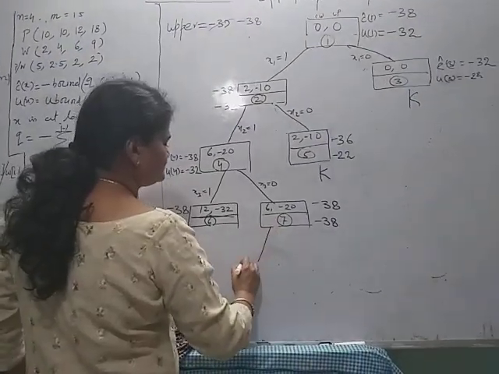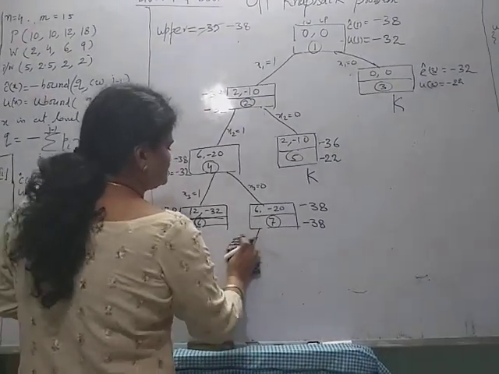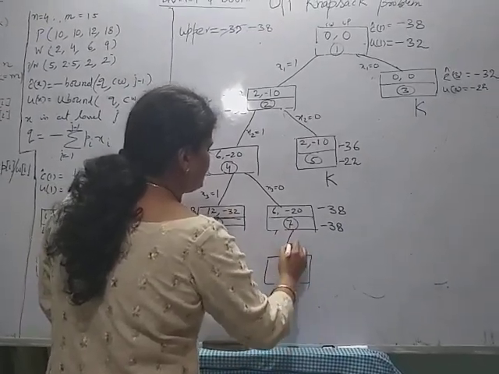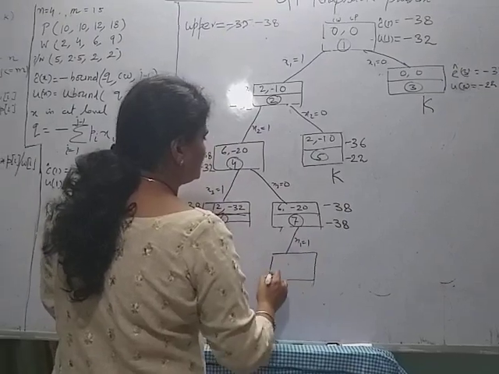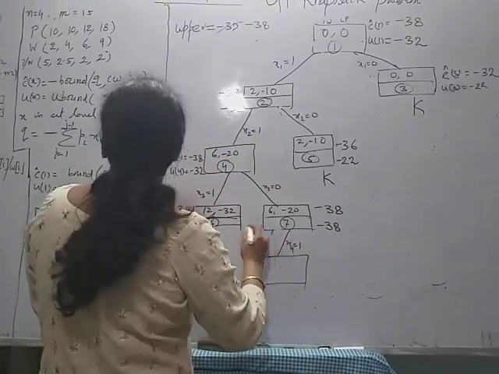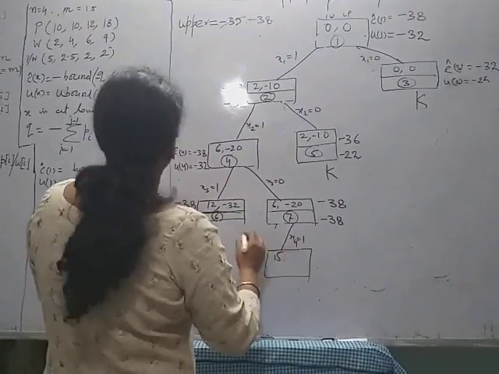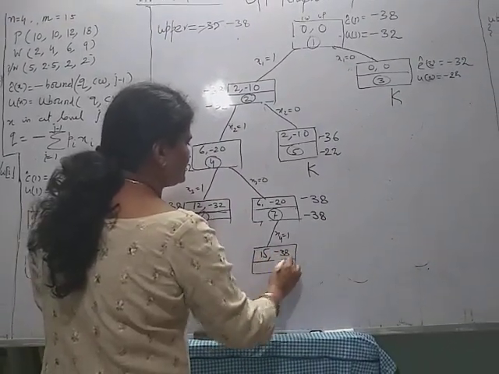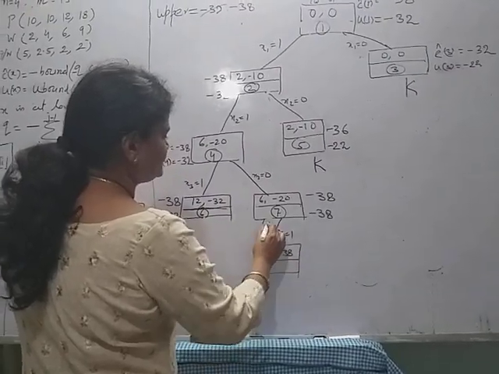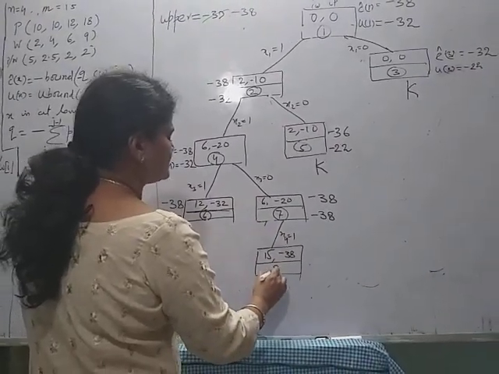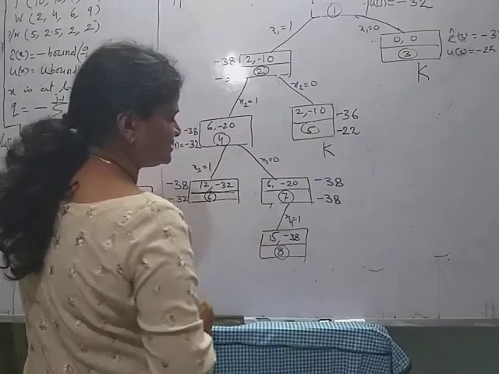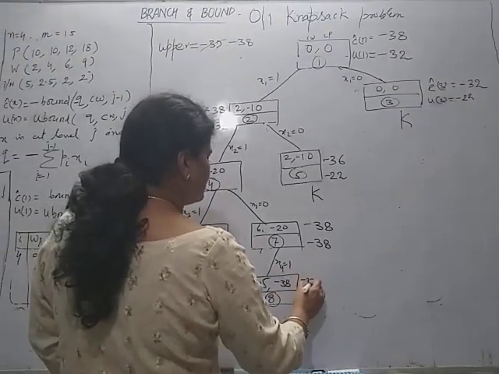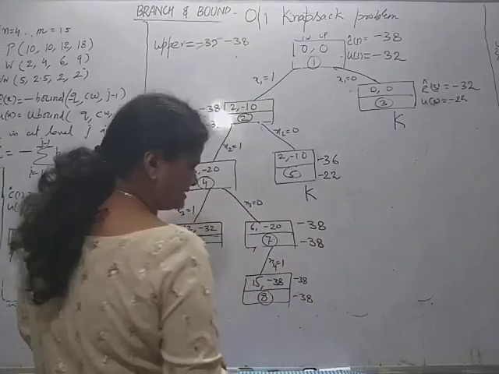So here x1 equal to x4 equal to 1. 6 plus 9, 15, minus 20 and minus 38. This is 7, so this node is 8, and the u is minus 38 and minus 38.